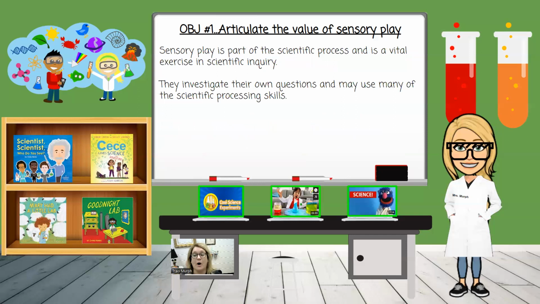Sensory play is really part of the scientific process. Whether out loud or internal dialogue of the mind, children have developed a question leading them to investigate. So they might grab, squeeze, pound, smell, listen to what they have. They're using their own senses to collect data, and from that, they attempt to answer their own questions. Whether or not young children are always able to verbally communicate the process, it's still a valid exercise in scientific inquiry. They investigate their own questions and may use many of the science process skills.